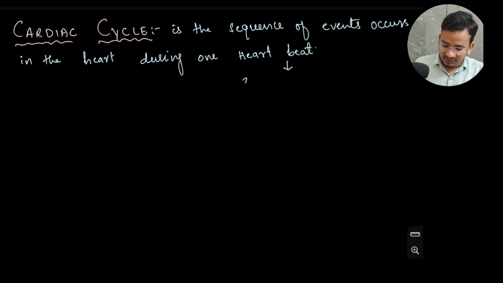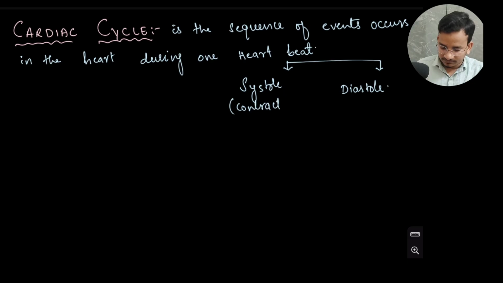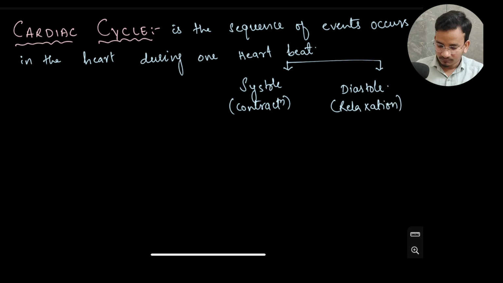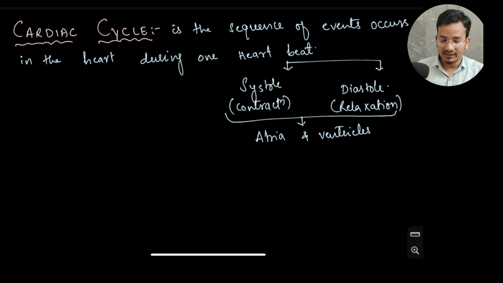These are the systole and diastole. What is meant by systole? Contraction. You have to remember that systole is the contraction, whereas diastole is relaxation. So contraction and relaxation of both atria and ventricles are taking place in a sequence in one heartbeat.